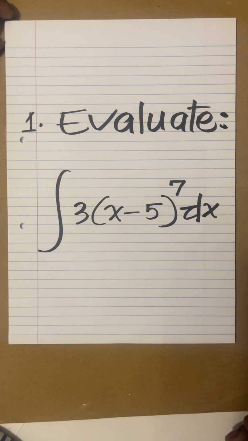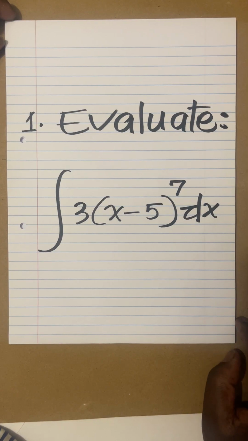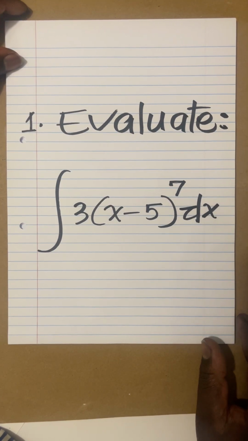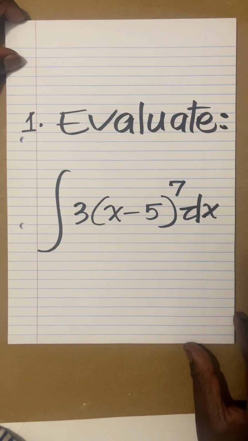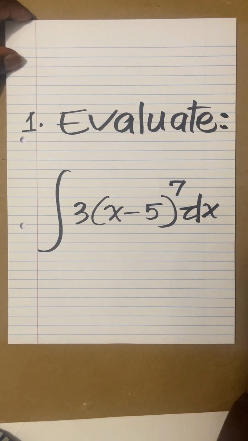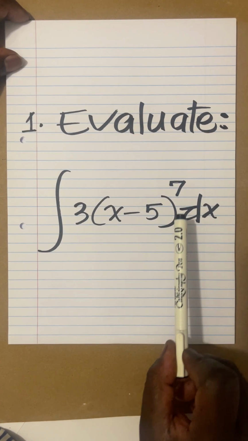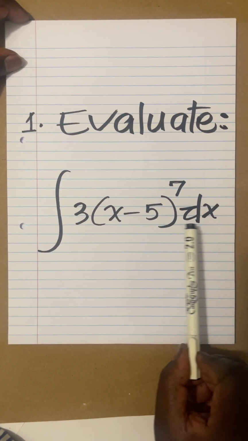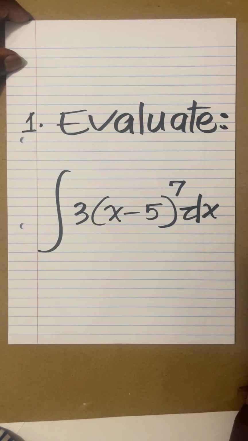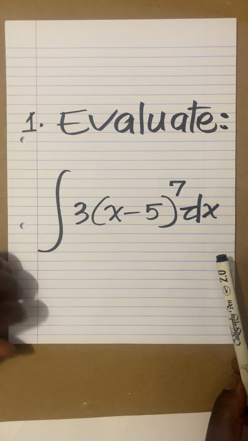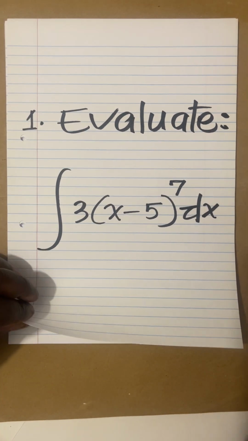Hello everyone, welcome to another video on integration, and I'm still busy with techniques of integration. To be specific, the u-substitution, and I'm evaluating indefinite integrals. All right, so our first integral for today is the integral of 3(x - 5)^7 dx. If you try to expand this, you're going to make a mess of it, and so u-substitution comes in handy on this one.